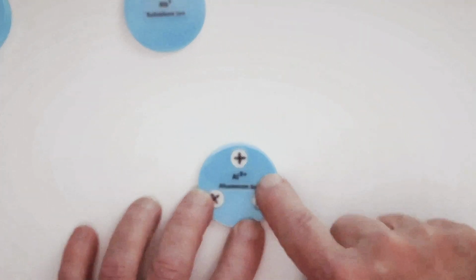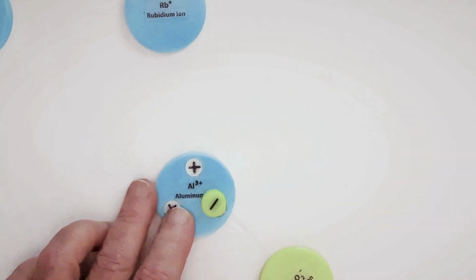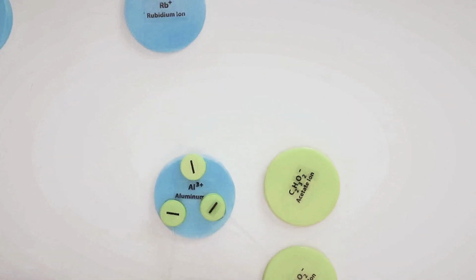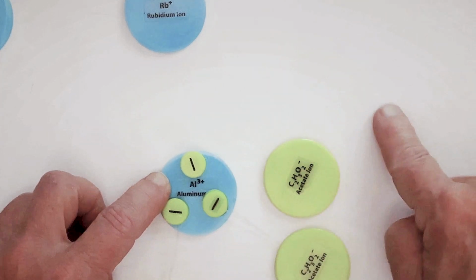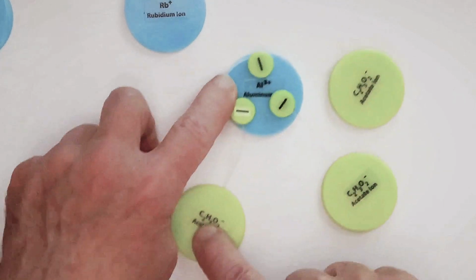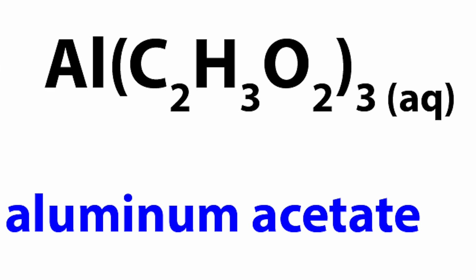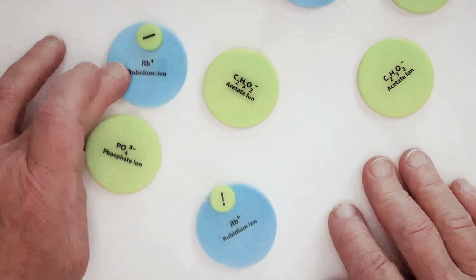In a similar way, if I have aluminum, I've got 3 pluses. It was +3. And I have acetate, and it's -1, and I need 3 of those. I'll stick those on there and there. And now I have aluminum with parentheses, acetate, 3. So it's aluminum acetate.